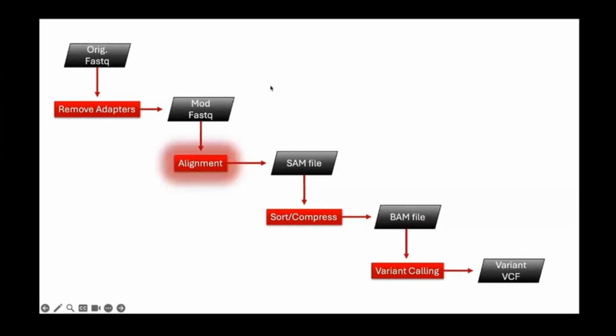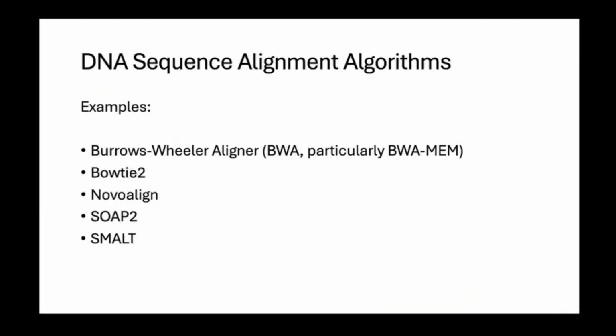The first is aligning our data to the genome so that we can order and review it. And the next critical step is looking at that aligned data to call variants at different genomic positions. So we'll start first with the alignment step.